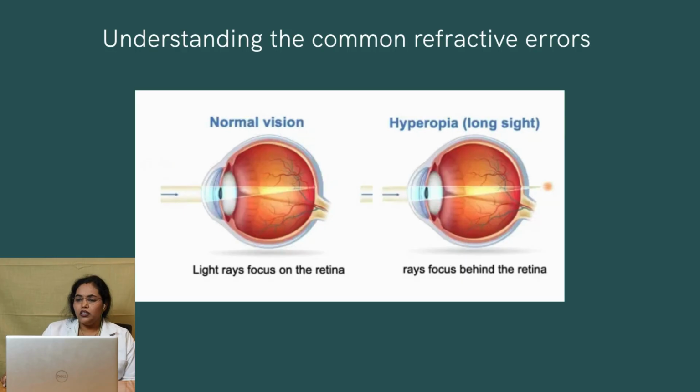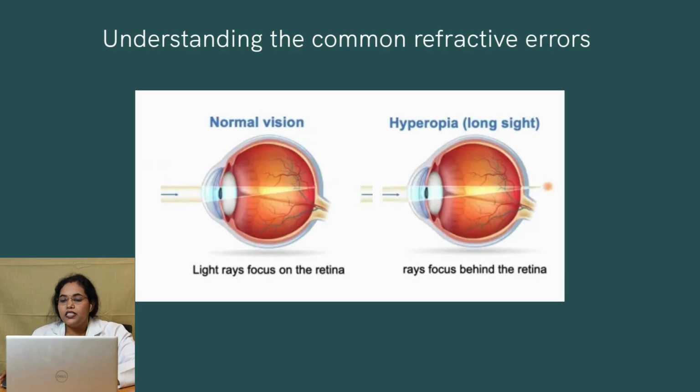So what are the common vision problems in children? Now that we are focusing mainly on children, we will talk of the common vision problems in children. The most common vision problems in children are hypermetropia or long sight, and myopia or short-sightedness. The other condition is known as astigmatism. So let's start with hypermetropia or long-sightedness.